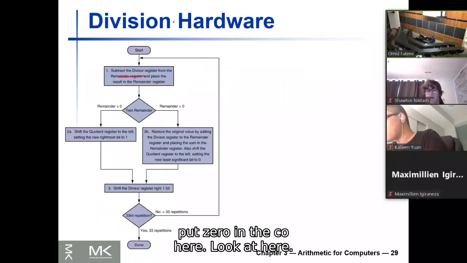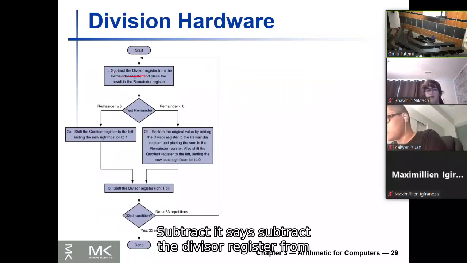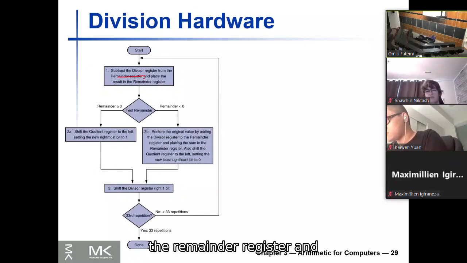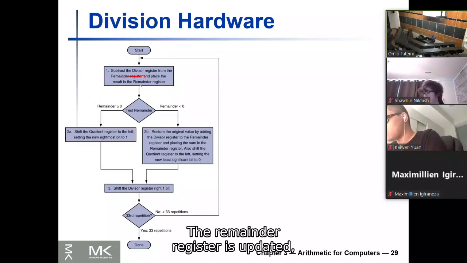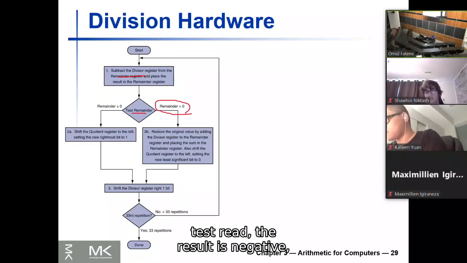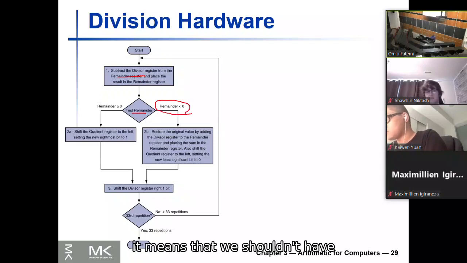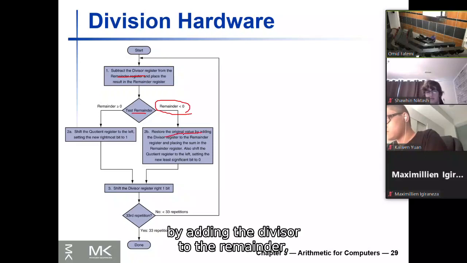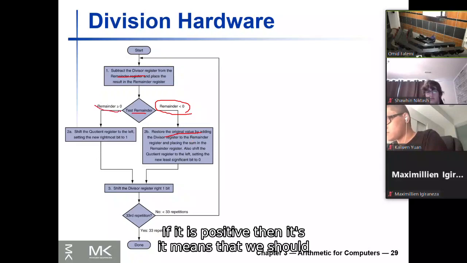So here, look at here, it says subtract the divisor register from the remainder register and place the result in the remainder register. So the remainder register is updated, which might not be correct if the result is negative. Test remainder. If the result is negative, it means that we shouldn't have done the subtraction. Again, we restore the original value by adding the divisor to the remainder. So it goes back again to whatever it was. If it is positive, then it's good.